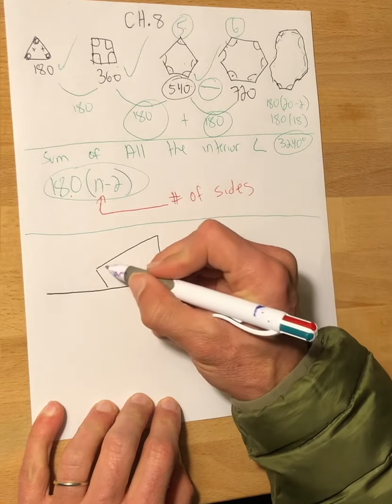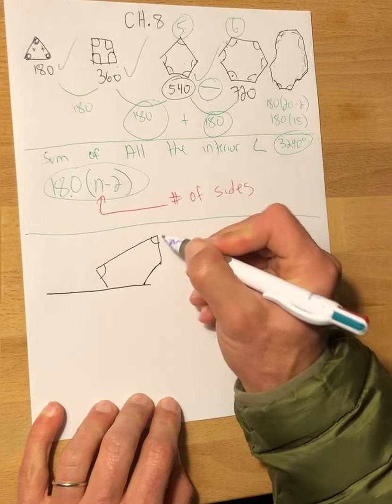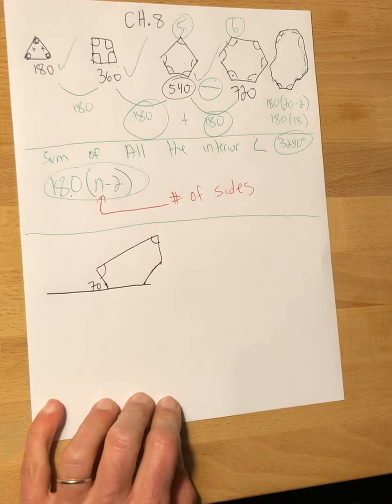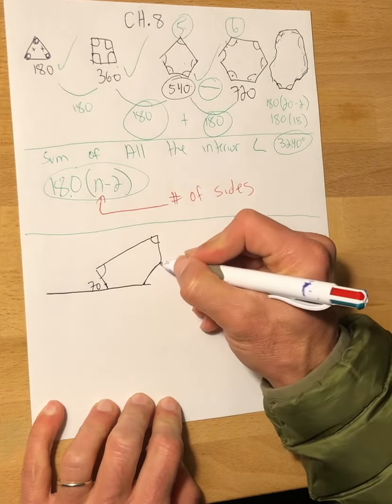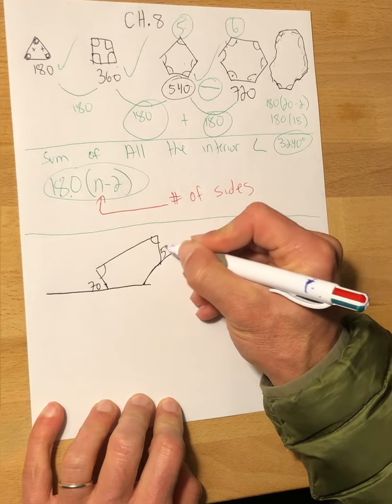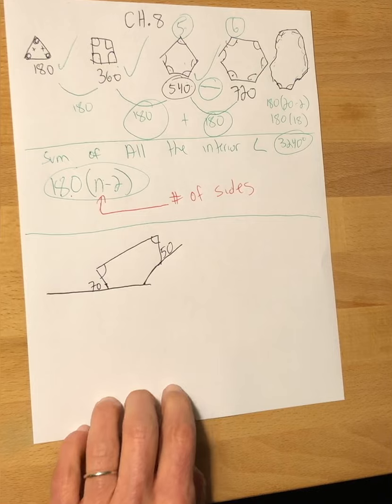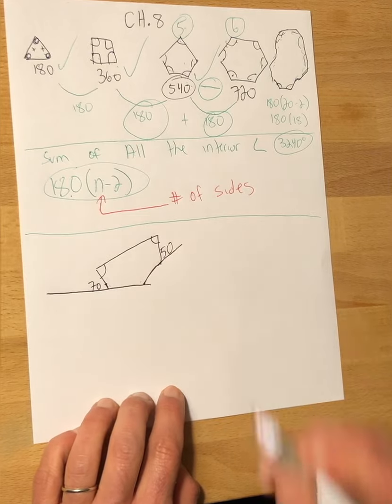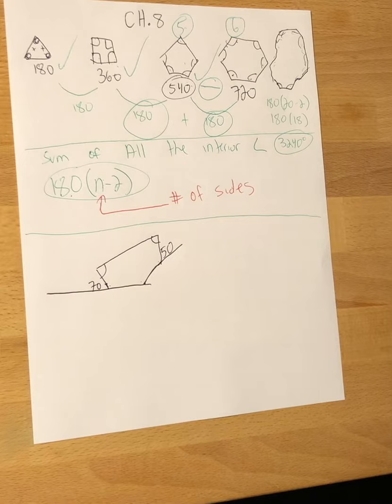Let's say that this angle and this angle are the same, and this is 70 degrees. And let's say this is 50 degrees. How could you figure out this angle, this angle, this angle, and these two? See if you can try that. Pause the video and see if you can try to figure out these angles.